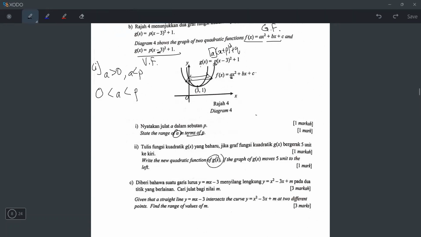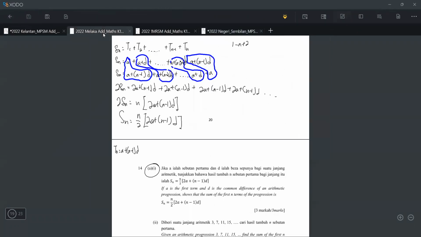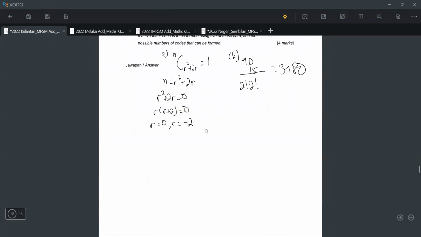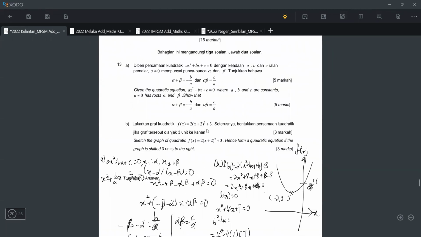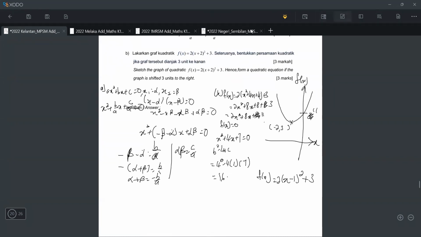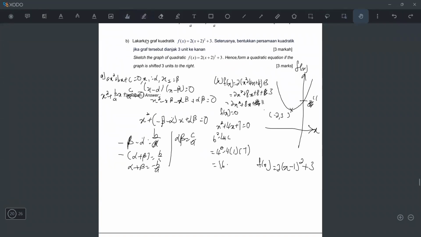Write the new quadratic equation of g(x) if the graph of g(x) moves 5 units to the left. Okay, this question comes out in the other trial also. Let me show you. I think it's okay. It's not Malacca. Yeah, it's Kelantan. Question, let's see. Yeah, I found it. Question 13. Okay, and I made this video already. So let's look at question 13. Let's forget about the Negeri 9 paper and look at this question first. So look at this. Sketch the graph of quadratic. This one.